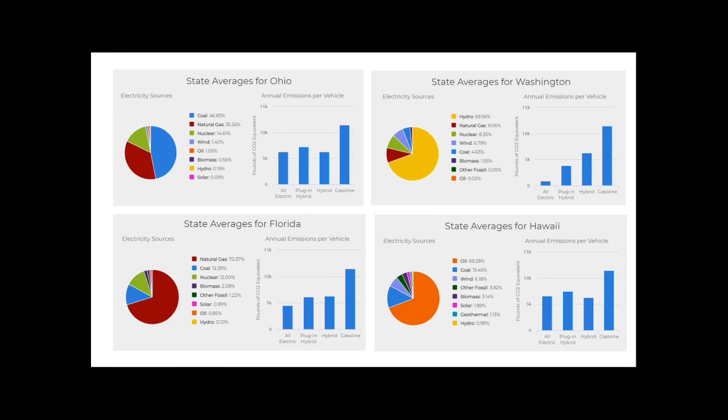Here is the breakdown of where the energy sources come from to provide this electrical energy for 4 different states. Ohio relies mostly on coal, which, as we saw in the previous slide, produces a lot of CO2. Washington uses a lot of hydropower, so as you can see, electric vehicles produce a significantly smaller amount of CO2 compared to gasoline engines. Florida uses a lot of natural gas, which is an average amount of CO2, but still less than gasoline. And Hawaii uses a lot of oil, which produces a lot of CO2 in the air, but still less than gasoline.